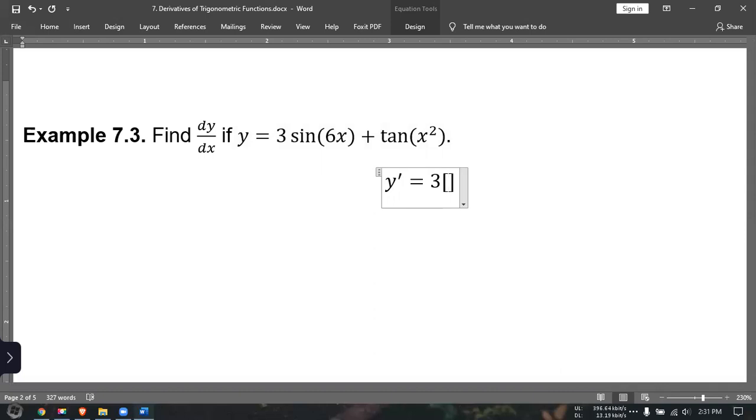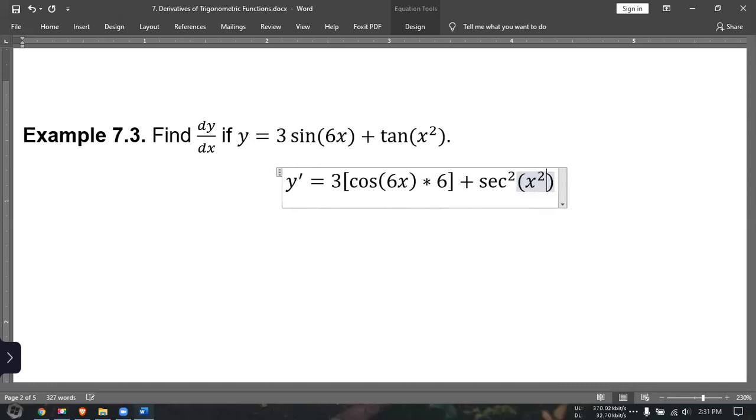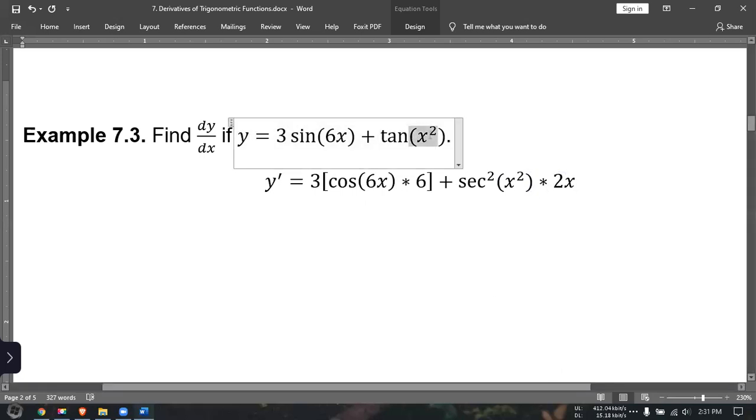Derivative of sine is cosine. Copy the angle, then times the derivative of the angle. Plus, the derivative of tangent is secant squared of x squared. Copy, and then multiply this by the derivative of the angle, which is 2x. This 2x came from the derivative of x squared here. We have now our final answer.